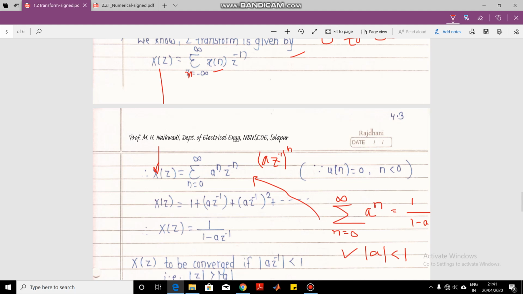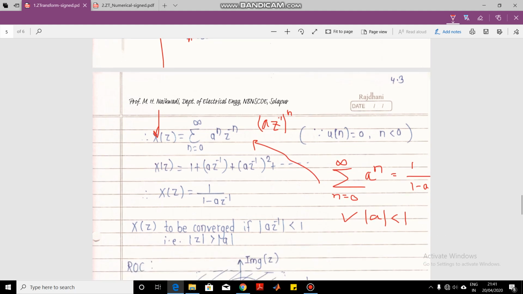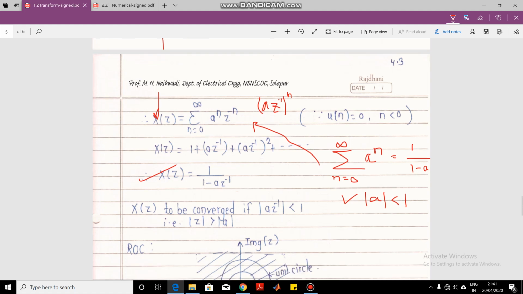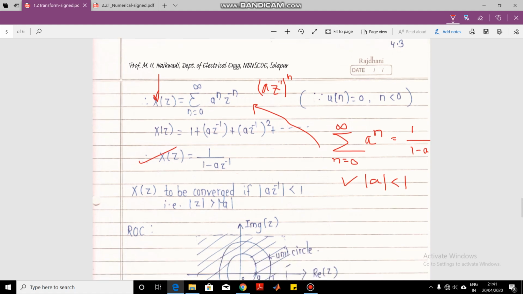Here we have got a z raised to minus 1. So our answer will be 1 upon 1 minus a. So 1 upon 1 minus a here is what? A z raised to minus 1. So this is a into z raised to minus 1. So 1 upon 1 minus a z raised to minus 1. So this is the answer. Okay, so this is the Z transform, simple. We have directly applied the formula here. So the formula gives us this value.